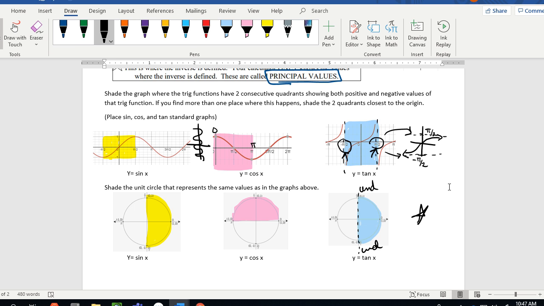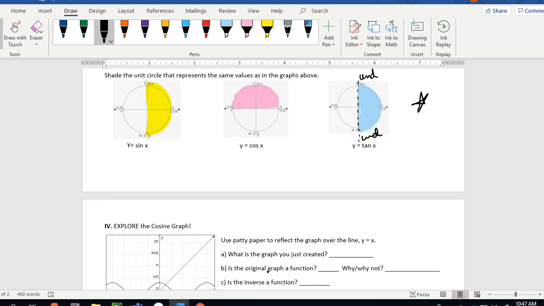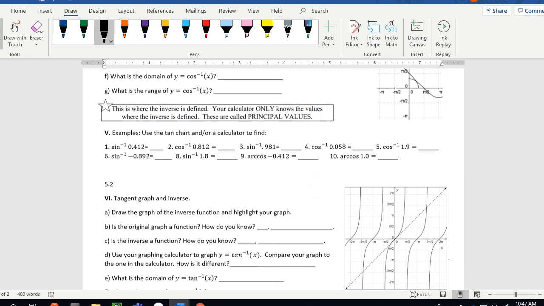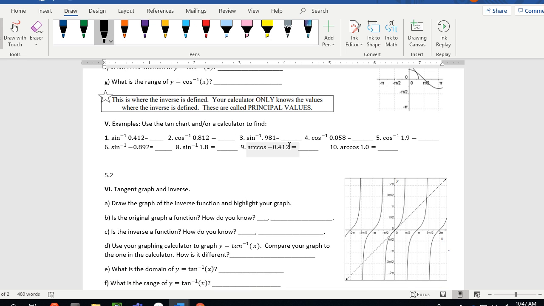Now, with that said, I am going to skip to the bottom. All right, I'm skipping all of this because I just covered everything you needed to know. So when you do this one, you can use the chart or you can use the calculator values. I'm going to grab a calculator, and what you're going to do is hit second sine, which you'll see is the sine to the negative 1 of 0.412. Enter. All right, that gives you 24.3.